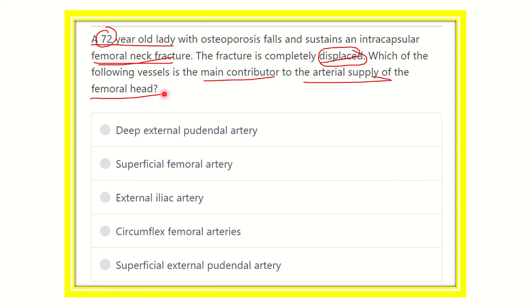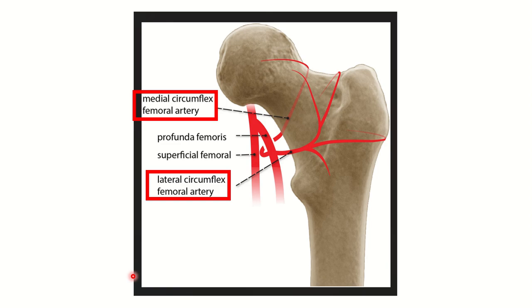Here the options are deep external pudendal artery, superficial femoral artery, external iliac artery, circumflex femoral arteries, and superficial external pudendal artery. So now see some of the pictures.